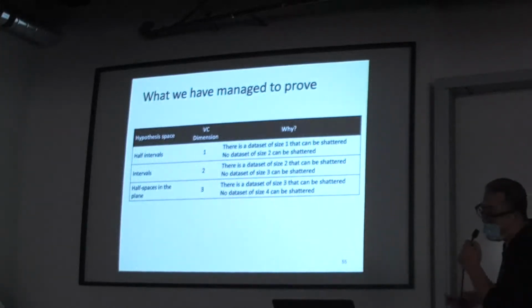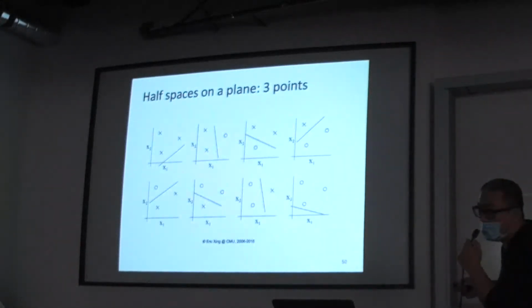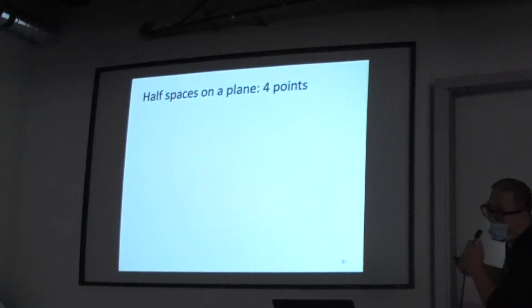And half spaces in the plane, which are lines in the plane, right? We actually have discussed this before. You can shatter 3 points. We listed all possible labeling schemes over 3 points, right? 8 possible labeling schemes. You can take a look here. We showed that for every one of these 8 labeling schemes, we can find a corresponding line which can perfectly predict the positive and negative examples. But we just leave it as an exercise for you to show that lines cannot shatter any 4 points on the plane.